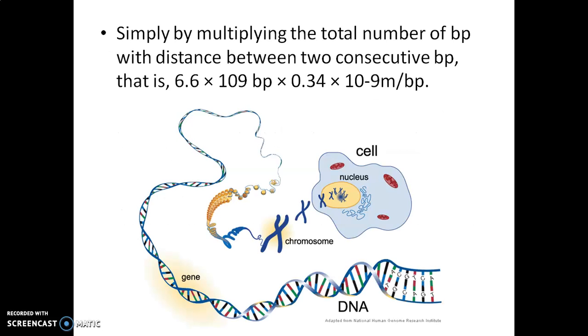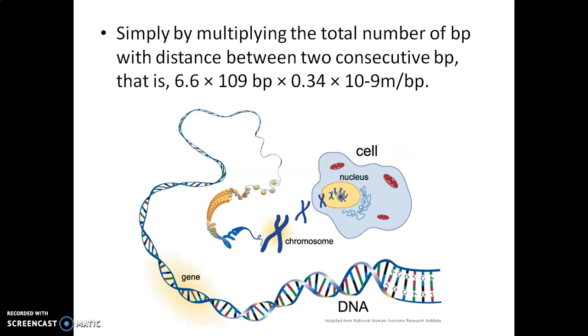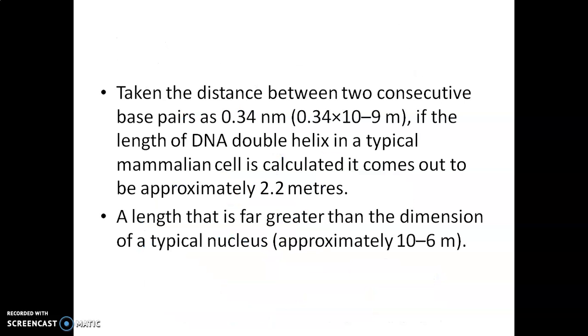Then, how did we get this calculation? How do we get this 2.2 meters? Children, you just multiply the total number of base pairs with the distance between two consecutive base pairs. That is 6.6 into 10 raised to 9 base pairs into 0.34 into 10 raised to minus 9 meters. So, we'll get the answer as 2.2 meters.